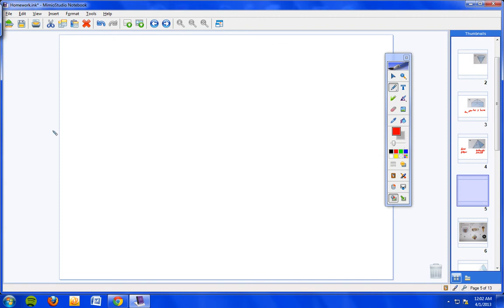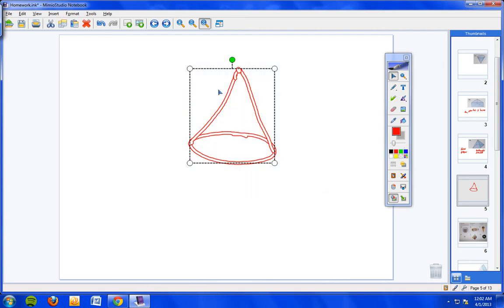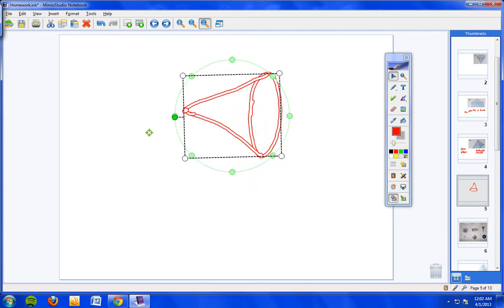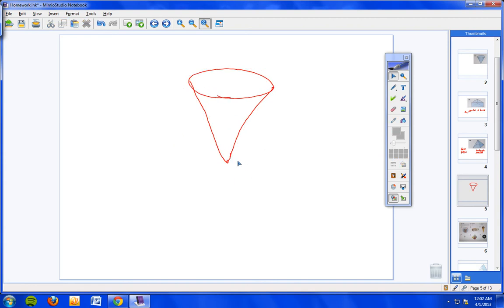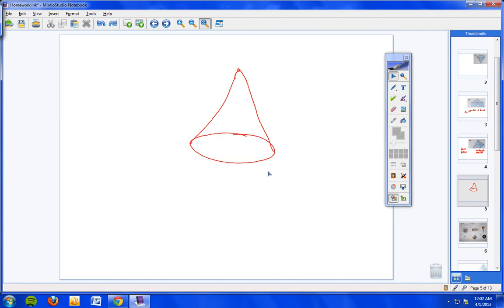23. A cone has two bases. Well, no. Think about it, students. Here's a cone coming up to a point like this. That doesn't have two bases. If you were to turn this thing, it wouldn't be sitting on a base. It'd be sitting on a point. So no, a cone does not have two bases.